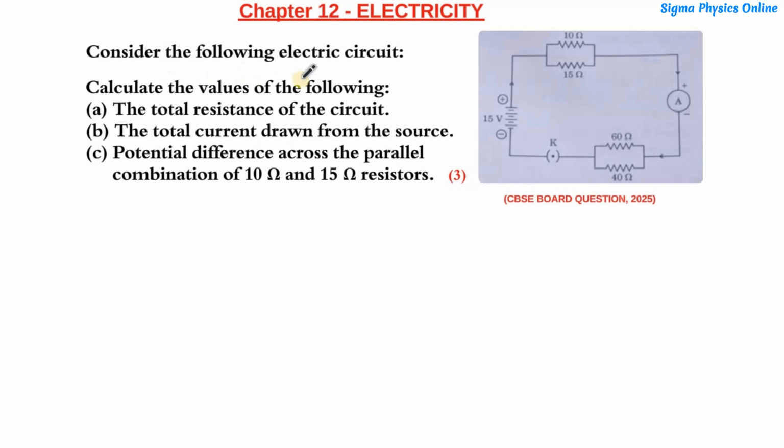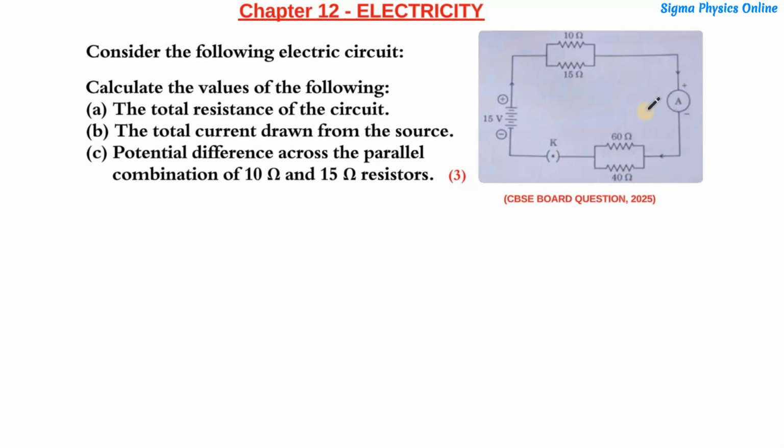The question is, consider the following electric circuit, calculate the values of the following: the total resistance of the circuit, the total current drawn from the source, and the potential difference across the parallel combination of 10 ohm and 15 ohm resistors. So here we have been given a circuit in which there are 4 resistors, out of which 10 ohm and 15 ohm are connected in parallel, and a 60 ohm and a 40 ohm resistor are again connected in parallel in the circuit.